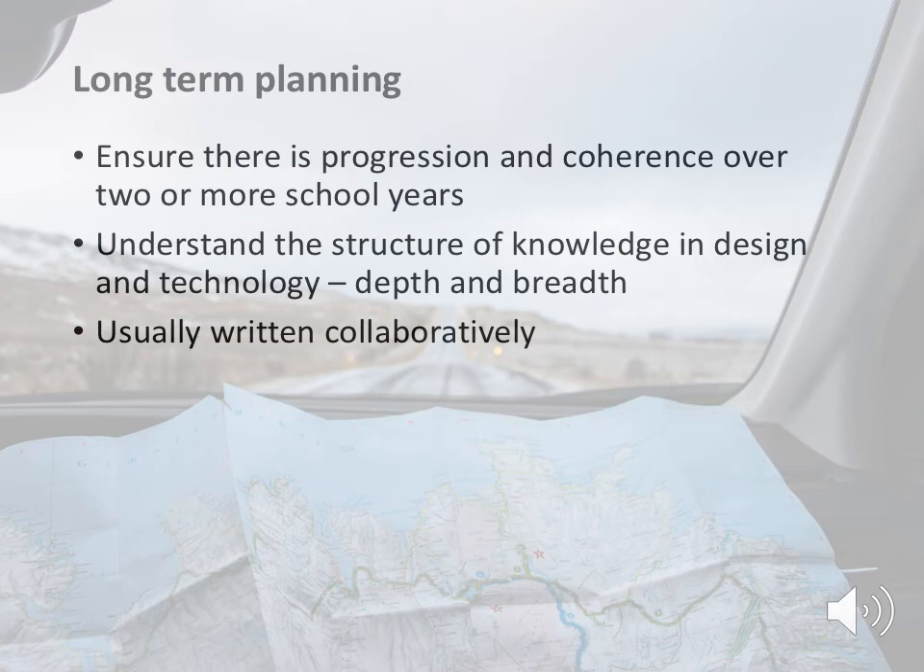So for long-term planning, there are a number of different things that we need to think about. You need to ensure that there is progression and coherence over 2 or more years. So think about how you're planning for design and technology capability over a couple of years at least. You as a teacher need to understand the structure of knowledge in design and technology, the depth and the breadth, and where you are introducing something new in one year and maybe revisiting it in the next year. And when you're looking back, are they doing something in lower secondary that's preparing them for upper secondary? If they're in their second or third year of secondary, are they building on something that they've done in their first year, and so on?